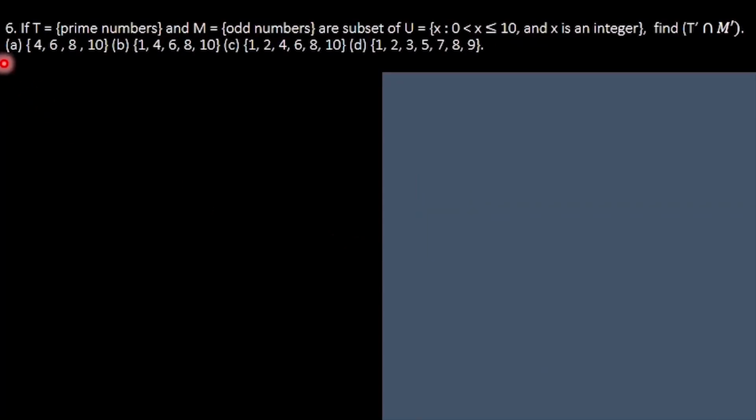Question 6. If t is equals to prime numbers and m is equals to odd numbers, subsets of u, that is the universal set, and universal set is equals to 0 less than x and x less than or equal to 10, and x is an integer, find t complement intersect m complement.